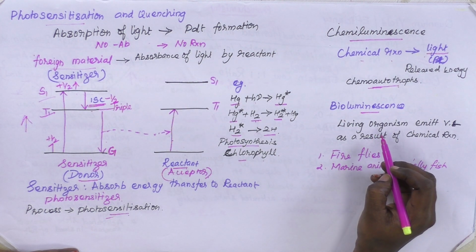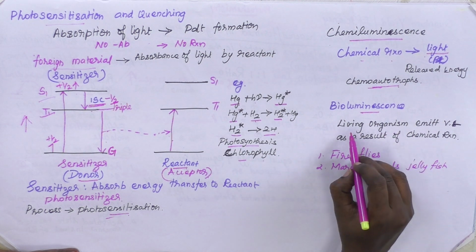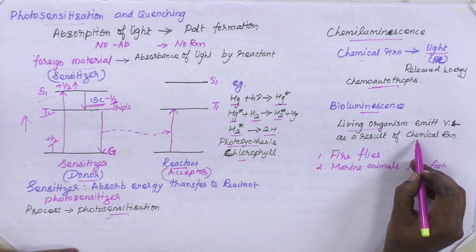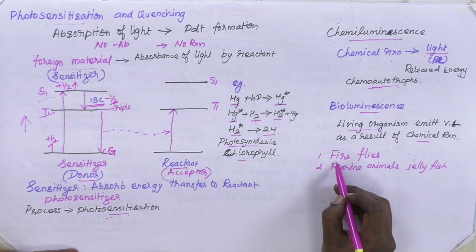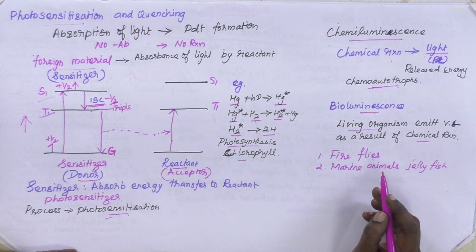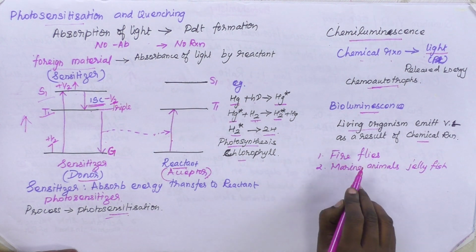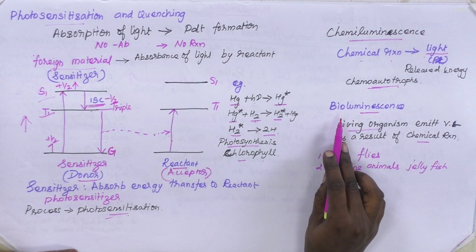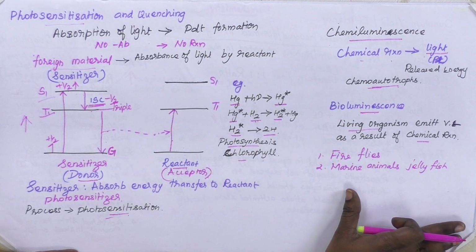The next heading is bioluminescence. The same light is emitted in biological material. For example, living organisms emit light energy, visible light, as a result of a chemical reaction, and then it is called bioluminescence. Examples are fireflies and some marine animals like jellyfish, which produce light due to the chemical reaction that happens around the biological surface. This is called bioluminescence. So all these things come under the concept of photochemistry.